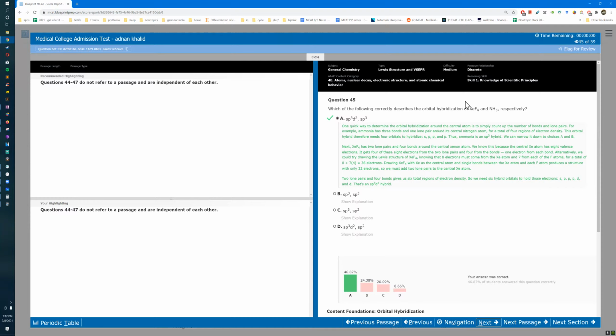Here, XeF4, it's basically an octahedral molecule, I believe. So I'll go over geometry with you, like for molecules. And then NH3 is basically trigonal pyramidal, and sp3d2, sp3. I'll go over that stuff with you.